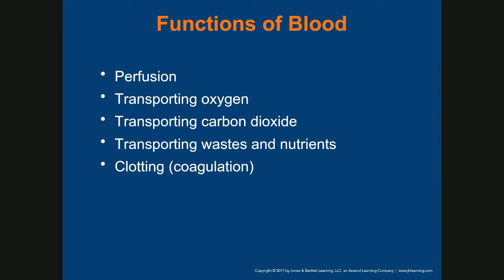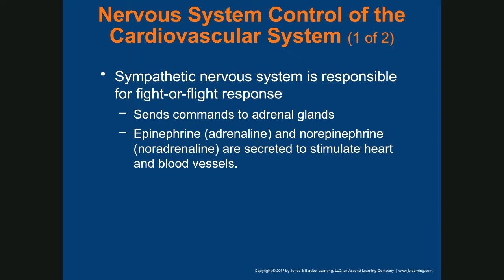Now, functions of the blood. Perfusion, transporting oxygen, transporting carbon dioxide, transporting waste and nutrients, and clotting or coagulation, right? Those are the functions. Now, the system that is up next, well, we don't reach that system yet. So the last portion of the cardiovascular system that you need to be familiar with is that the nervous system plays a role in the control of the cardiovascular system.